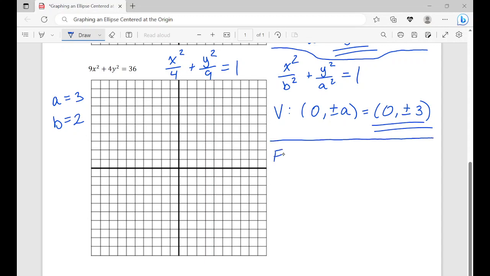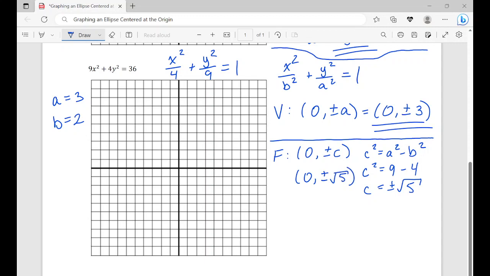Next, we're going to find the foci, which is going to be at 0, comma, plus minus c. And we find c the same way we did before. c squared equals a squared minus b squared. So c squared equals 9 minus 4. c is going to equal plus or minus the square root of 5. So the foci are at 0, comma, plus minus root 5.